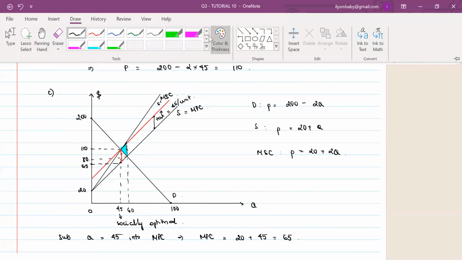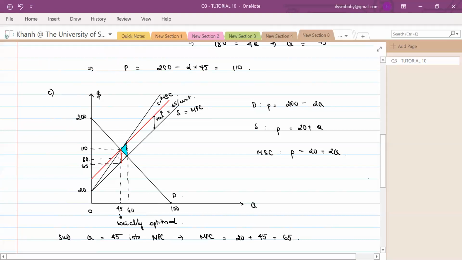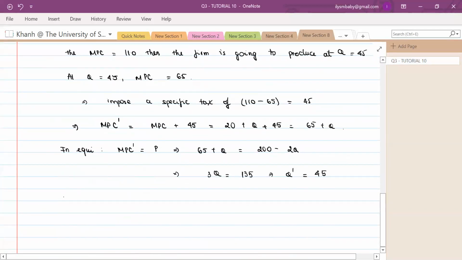So the deadweight loss over here is just the triangle below the marginal social cost curve and above the demand curve, between Q equal to 45 and Q equal to 60. These extra 15 units are the ones that shouldn't be produced, because they cost society more than whatever benefit they give the consumers.